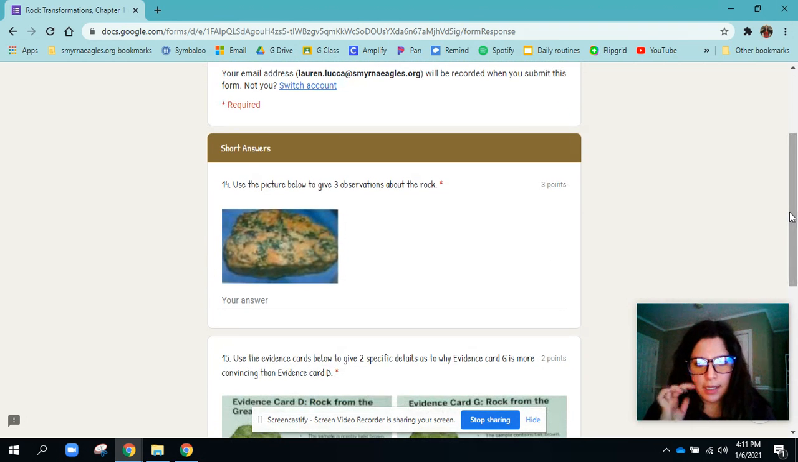Number 14 says, use the picture below to give 3 observations about the rock. So go ahead and type your answer into that spot right under the picture. 3 observations about that rock in the picture.